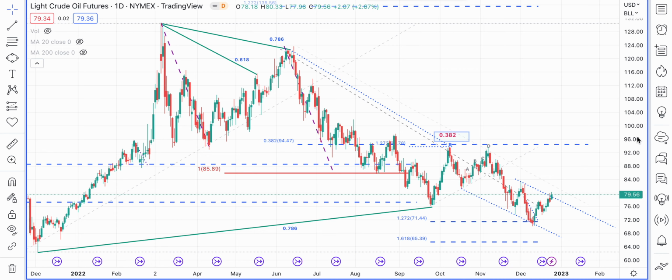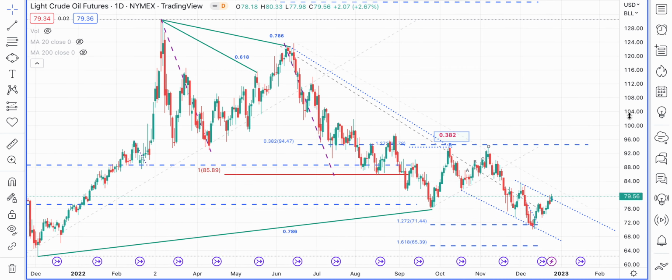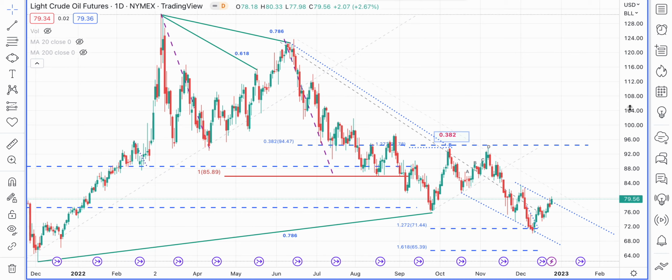Okay, so what we are looking at is a daily chart of the continuous contract of the light sweet crude oil. This is traded on the NYMEX, as we can see on TradingView here. And what we are looking at is a daily chart with a 1 year view. As we know, 2022, we're about to conclude the year, and we all know the geopolitical events, what a year it had been.